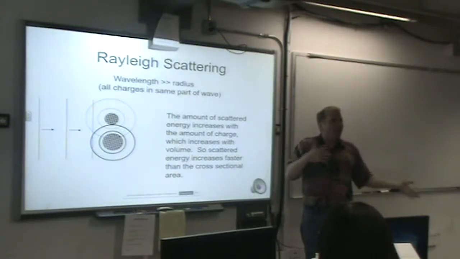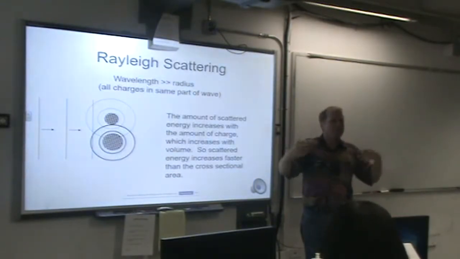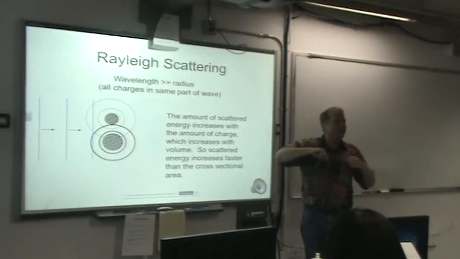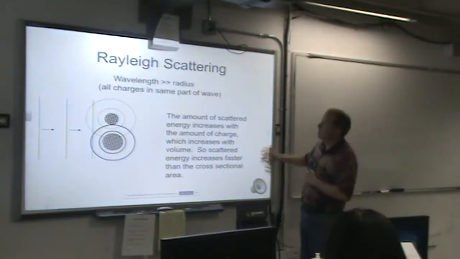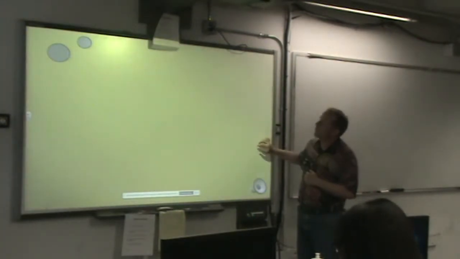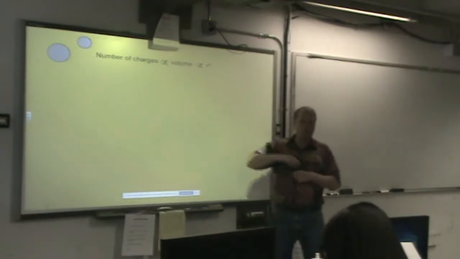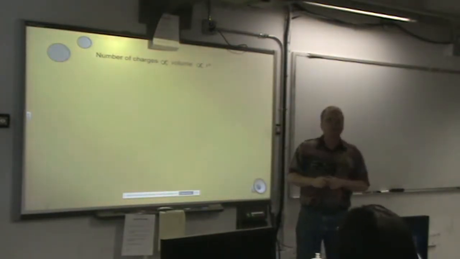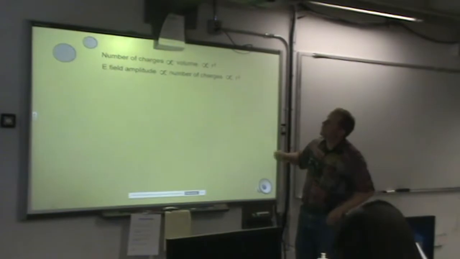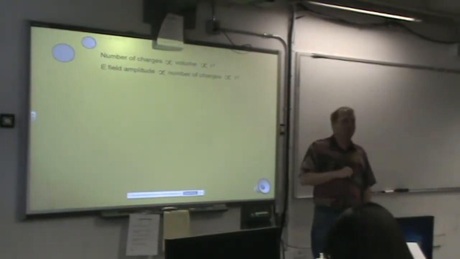We were talking about energy per area, or light reflected per area. Which increases faster with radius? Volume per area. Volume increases faster with radius. So we can already see that the amount of light scattering is going to increase faster than the area. But a little bit more than that is going on. Because the number of charges per volume goes as r cubed, that's going to give you the electric field. So the electric field amplitude will go as r cubed.